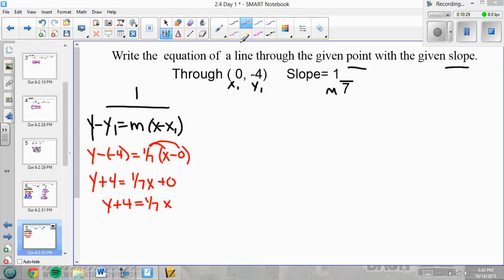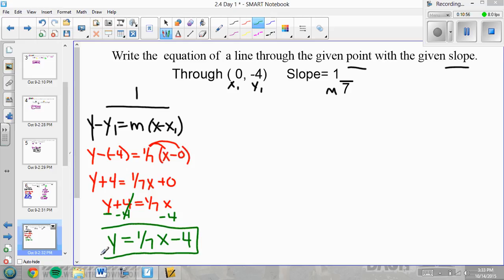And then we still want to focus on getting y by itself. So how do you get rid of a plus 4? We want to subtract 4. And if you do it to one side, you have to do it to the other. So y equals, can we combine these two together? No, because 4 doesn't have an x. We cannot combine them. So it's just 1/7 x minus 4. Now it looks like slope-intercept form.